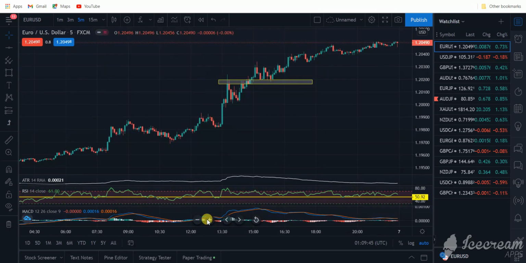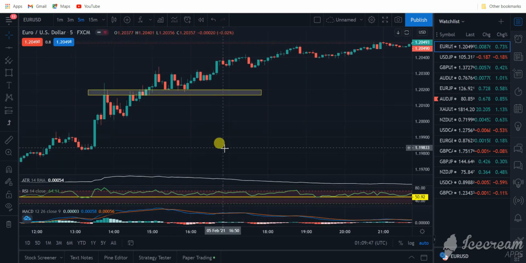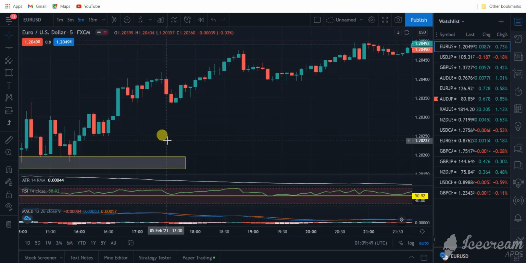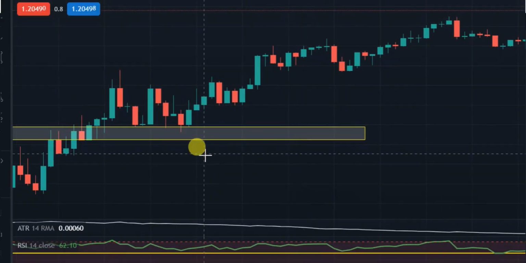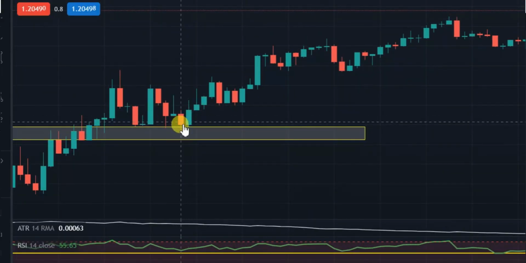So guys, our entry criteria now, we're talking about the entry. We get into the trade after we see an engulfing candlestick. So at this point, you can see that this candlestick is engulfing this candlestick. Let me zoom in a little bit. As you can see at this point, this candlestick is clearly engulfing this candlestick.